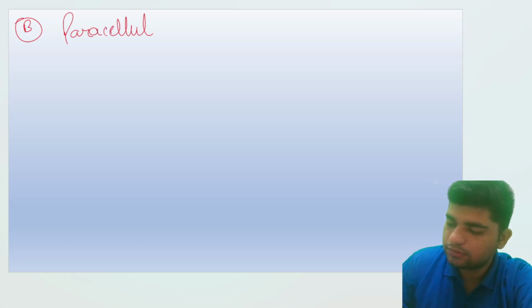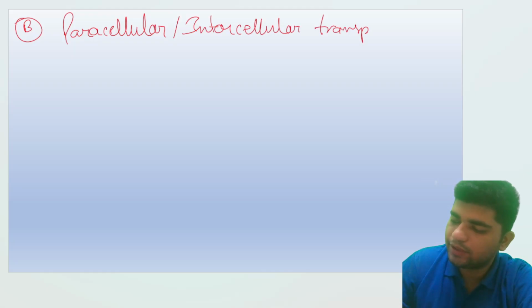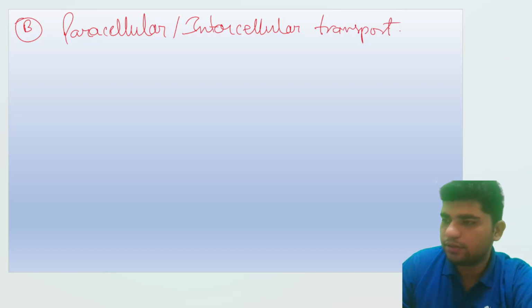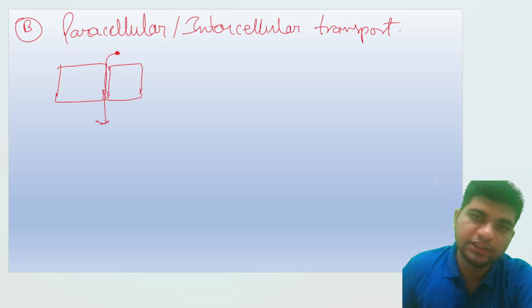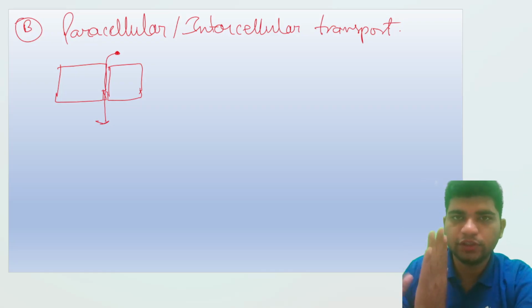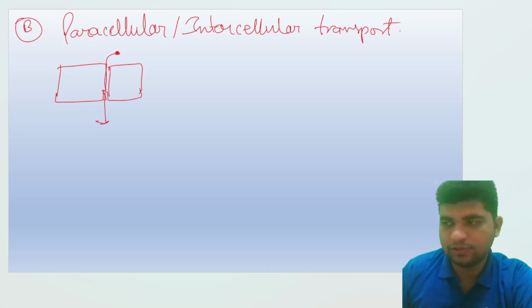Now let's move on to the next part, that is B. B is paracellular or intercellular transport. Here, what is happening? For example, there are two GI epithelial cells. The drug is passing through the gap between them, not passing across the GI epithelium. It is passing through the gaps of the two GI epithelial cells.